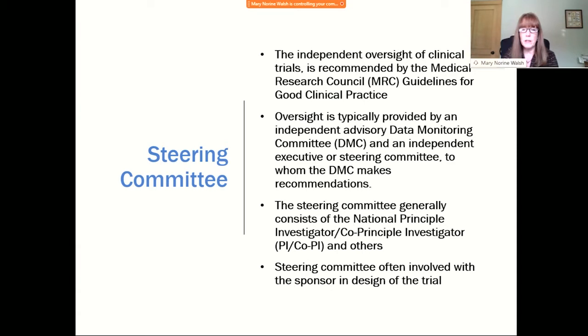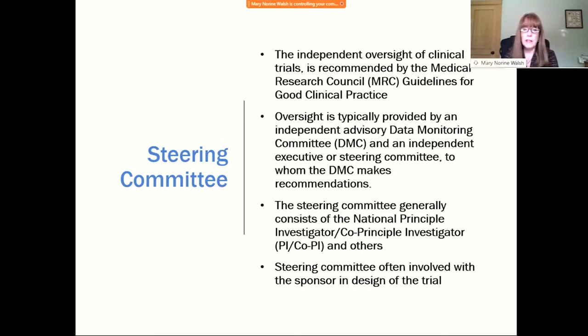But the steering committee are usually experts in the area of that trial, whether it's in a disease state or some sort of an outcomes trial. And they give guidance to the sponsor, sometimes even can overrule what the sponsor does, and tell the sponsor that some aspect of the trial isn't correct. So then there's a data monitoring committee as well, and an independent executive or steering committee.